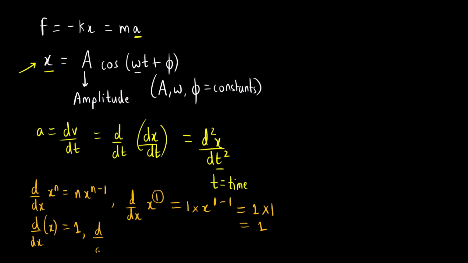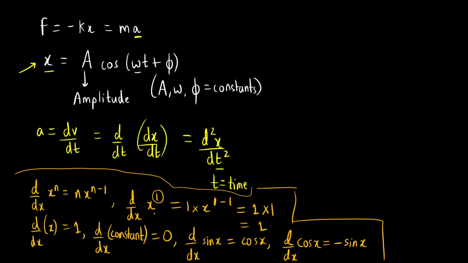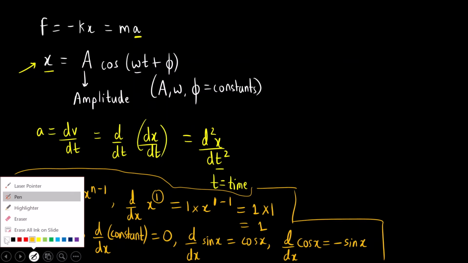Then what we must know is that the derivative of a constant is 0. If the constant is in an addition term, then it is 0. Then the derivative of sine x is cos x, and the derivative of cos x is minus sine x. Okay, these many formulas are enough for now. These are the very important formulas that you have to remember. So now we can do the double derivative.